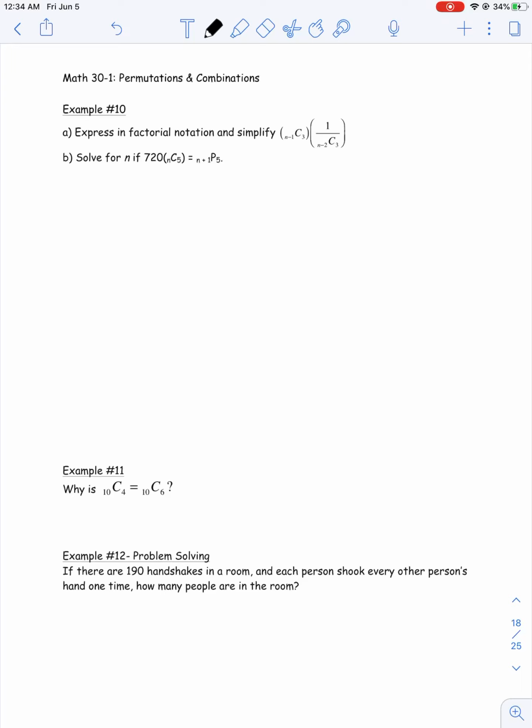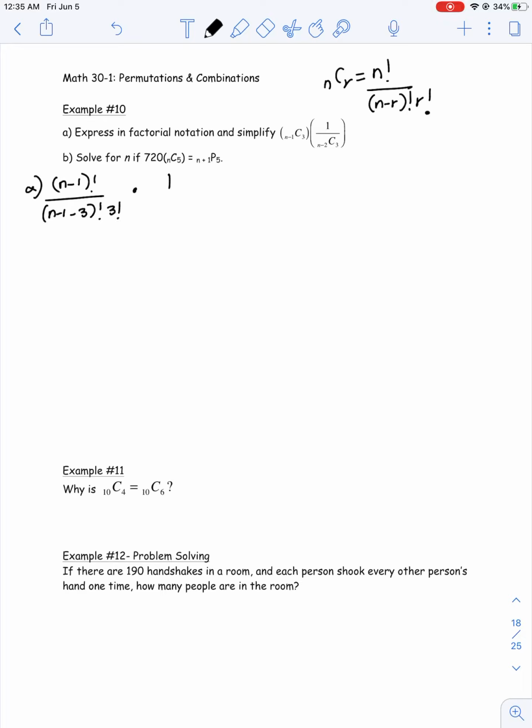Example number 10 is using our formula sheet. So we have a formula that looks like this. nCr is actually equal to n factorial over n minus r factorial, r factorial. So for A, we're going to express it in factorial notation and simplify. So the top is going to be n minus 1 factorial over, we always go n minus r, which is n minus 1 minus 3 factorial, and then r factorial, which is 3 factorial.